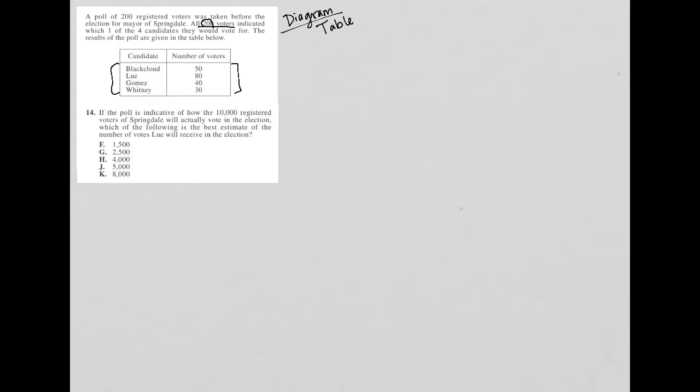So I can use that information by saying, well, if 80 out of the 200 people polled voted for Lou, then that's the ratio or the proportion of the total number of votes that I would expect to also have in the total or the real election, right? So basically this ratio should equal this ratio here. So I can create a proportion.